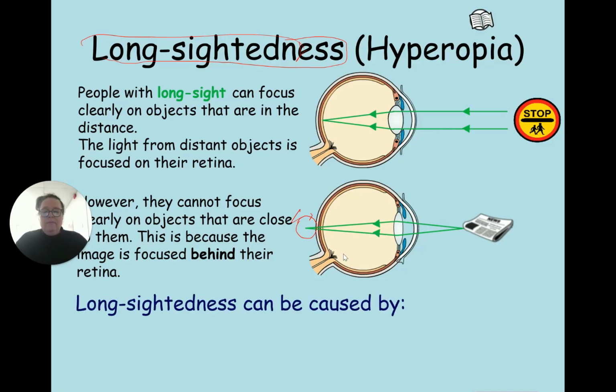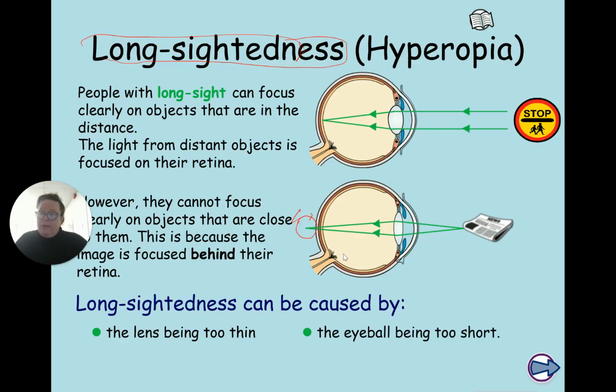So long-sightedness can be caused by the lens being too thin, or the eyeball being too short. Okay, or it could be a mixture of both. Because if the lens was thicker, here, it would refract the light more, it would bend it more, and it would end up here. Or if the eyeball was longer, the retina would be further back. Okay, so that's long sight.